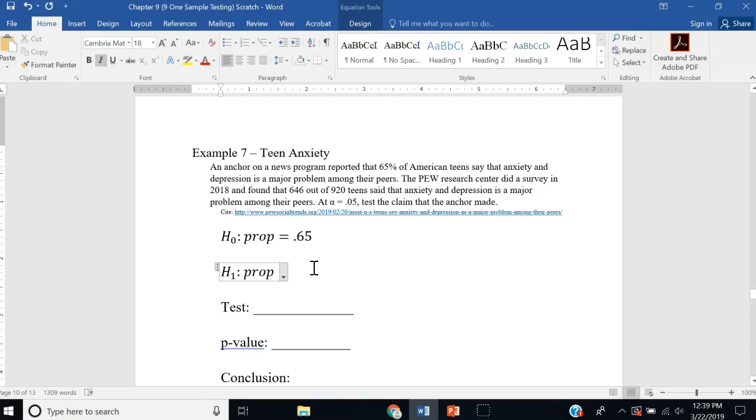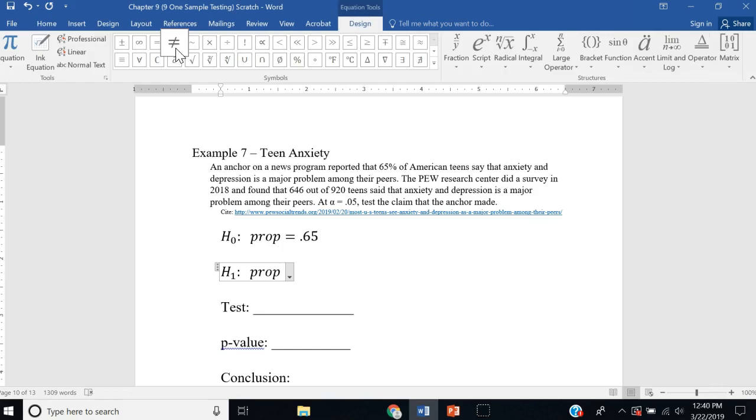That's why I'm using PROP in my null and alternative hypotheses as short for proportion rather than just using the letter P, so I don't get the p-value confused with proportion. Now, this doesn't say anything about less than, greater than, larger, smaller. If it did, we'd use the less than or greater than symbol. But this one simply says, is the proportion of teens who say that close to 0.65, or is the proportion not that? So not equal to 0.65.